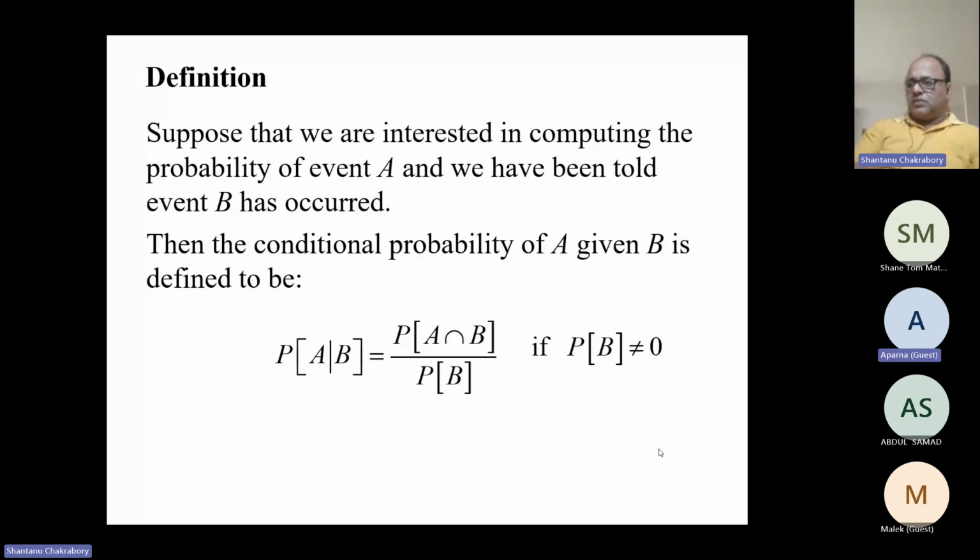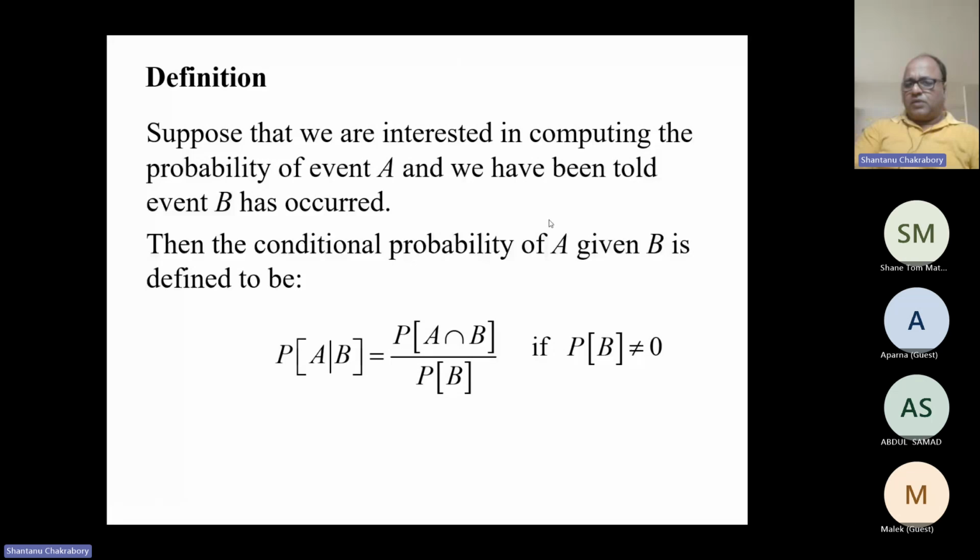So how do we define a conditional probability? We define it by using this formula. We are interested in computing the probability of a particular event A when we have been told that the event B has already occurred. Then the conditional probability of event A given event B can be represented in this particular format, right? So this is how we can represent the conditional probability of two different events taking place.